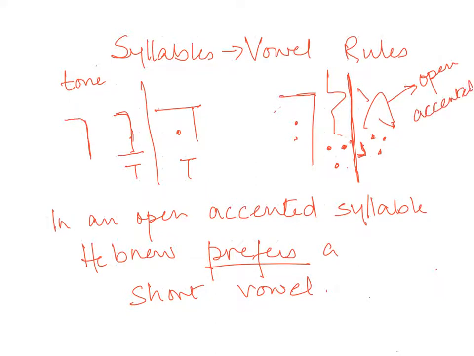In this open accented syllable, Hebrew prefers a short vowel. In this case, it's a segol, correct? And segol is a short vowel. And this is one way how you can remember this rule. Please remember these two words, melek and davar. If you do remember them, these four rules which I have just taught you will be crystal clear in your mind. Take a minute to absorb this.